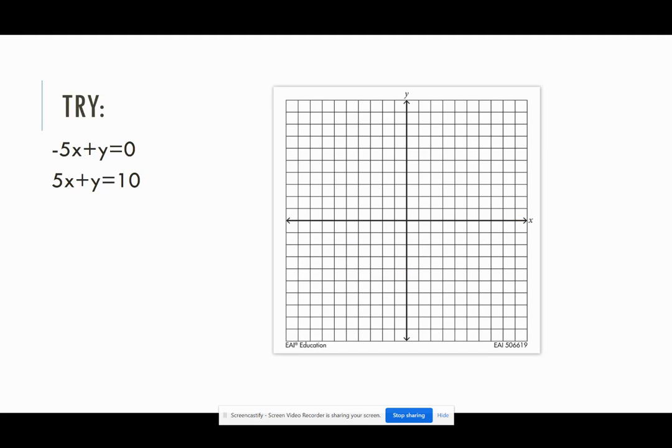All right, I want you to try this one. So I'm going to pause it. I'm going to have you give me the point where they intersect. Try it on your own. All right, let's take a look.